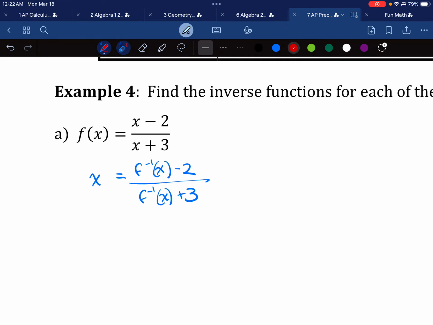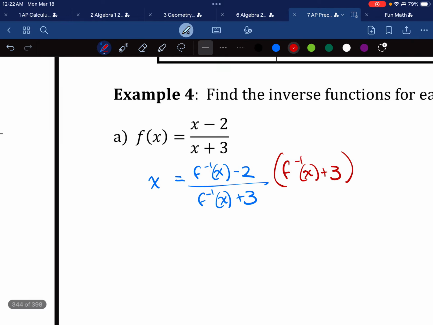All right, so the first thing I want to do is get rid of the fraction, so I'm going to undo the division here. I'm going to multiply this side by f inverse of x plus 3. If I do that to the right side, I also do it to the left side, so let's put parentheses around that and do it to the left side as well.